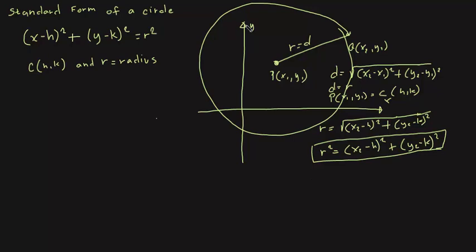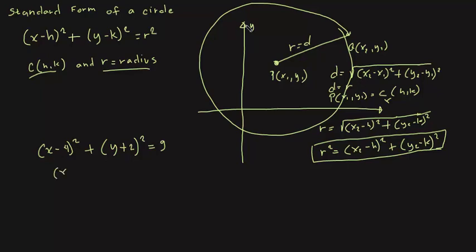Okay, so this time let me give you an example. Let's say we have (x - 4)² + (y + 2)² = 9. To plot the standard form of the circle, all we need to do is find first the center, followed by r.